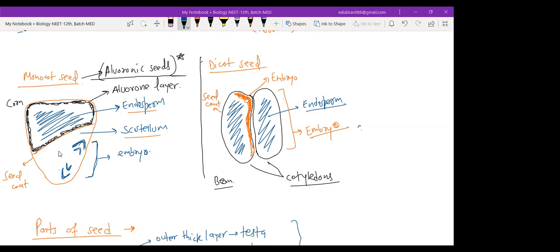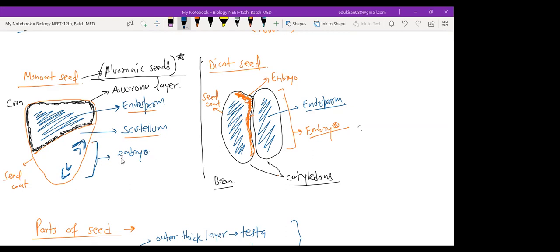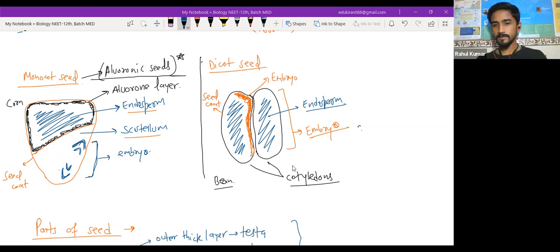Yes, sir. And whenever there is a living thing, it needs two additional services, protection and food. Yes or no? Yes, sir. So if embryo is there in the seed, both in monocot and dicot, the next thing will be endosperm for nutrition and seed coat for protection.